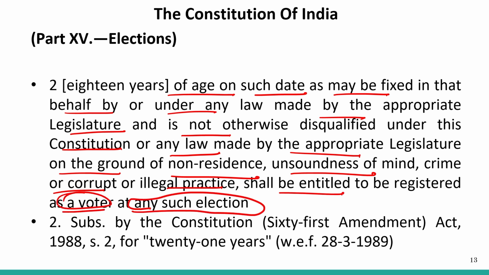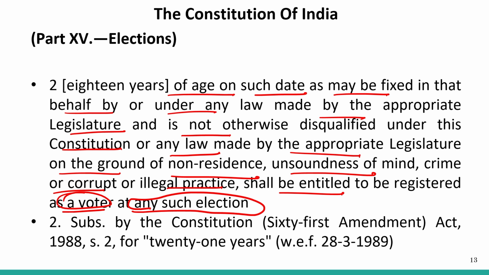Okay, so through this Article 326 you have been given the power to cast a vote. If you have attained the age of 18, and you are not considered of unsound mind, and there is no criminal or illegal practice in which you have been involved, you shall be entitled to be registered as a voter at any election that is going to take place.